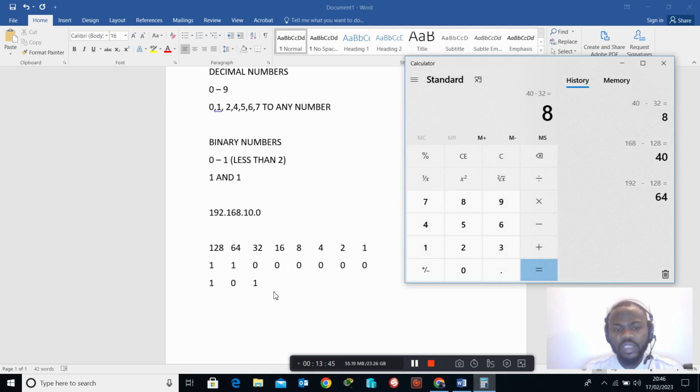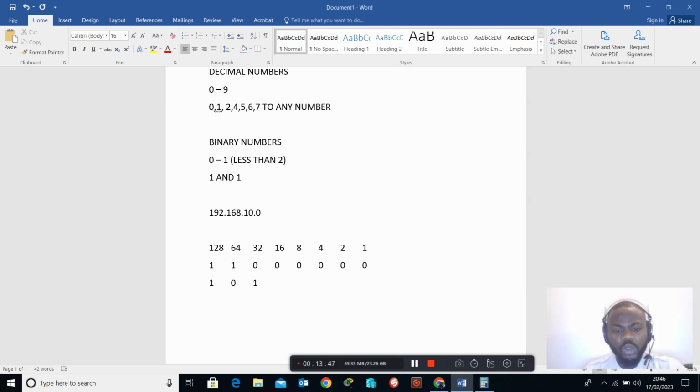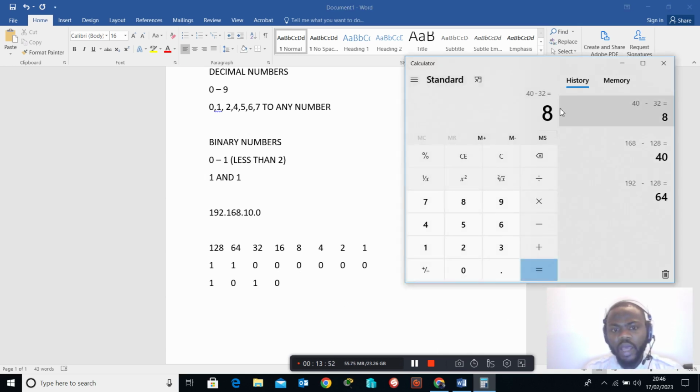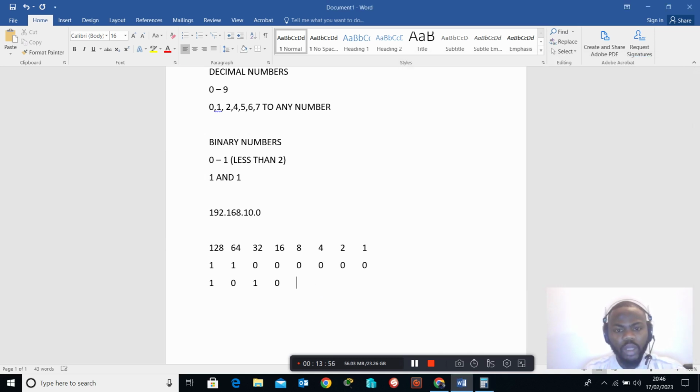8 is less than 16. So this means this bit is going to be off also. And I'm left with 8, remember. 8 is equal to 8. Yes, so that bit is going to be on also. So I'm left with nothing. So this is going to be 0, 0, 0.